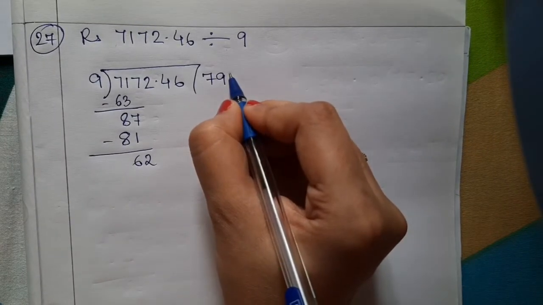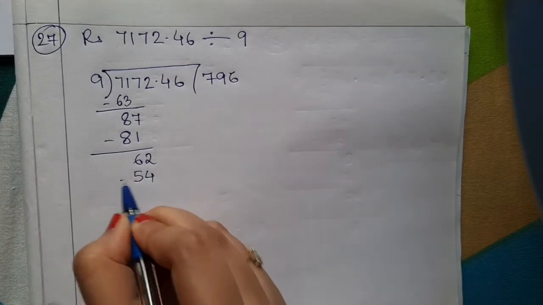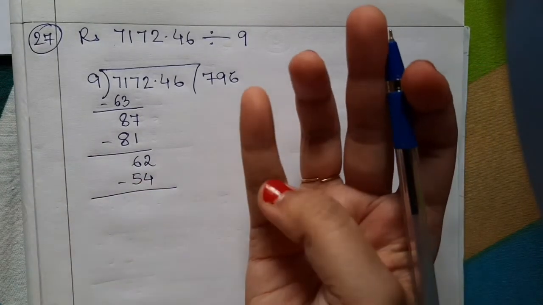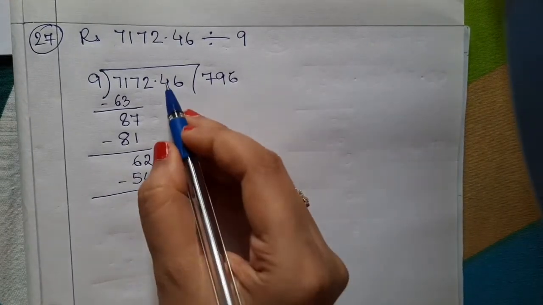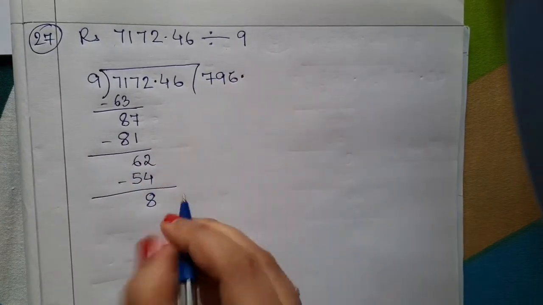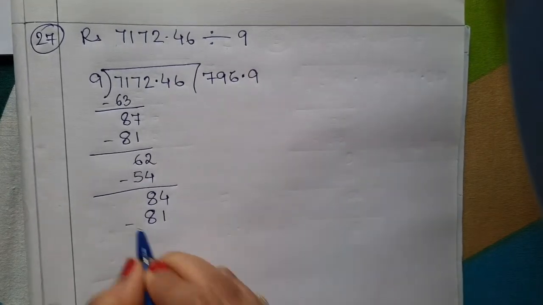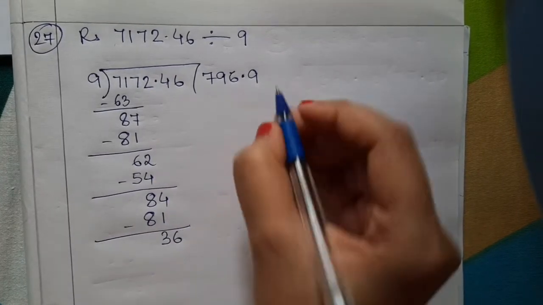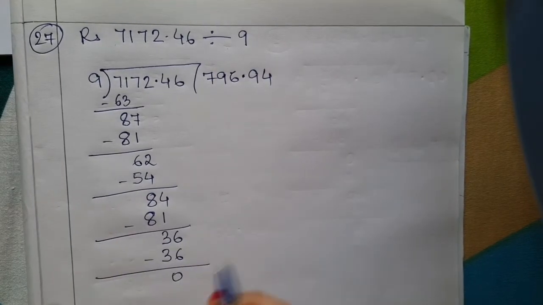9 5s are 45, 9 6s are 54. 9 7s are 63 is greater, so 54. 54, 55, 56, 57, 58, 59, 60, 61, 62. 8. Now I have to bring the 4 down, and what do I see here? I see a decimal, so I have to put a decimal here. Now bring the 4 down. 9 9s are 81. 81 minus 84 is 3 and bring this 6 down. 9 4s are 36 minus 0.